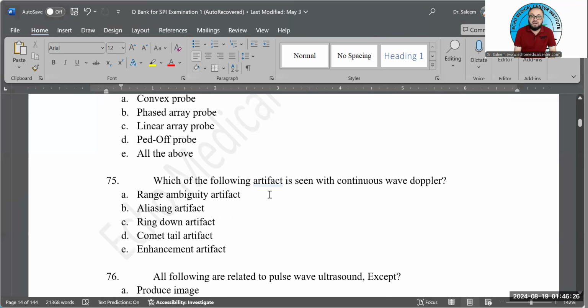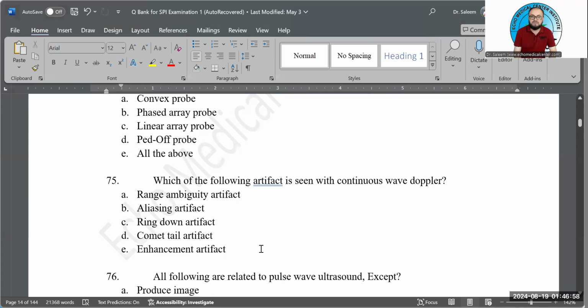Which of the following artifacts is seen with a continuous wave Doppler? When you do a velocity measurement for something special, for example, you look for mitral valve insufficiency, which one is the most common artifact we see with continuous wave Doppler? Range ambiguity artifact, aliasing artifact, ring down artifact, comet tail artifact, or enhancement artifact? What do you think?